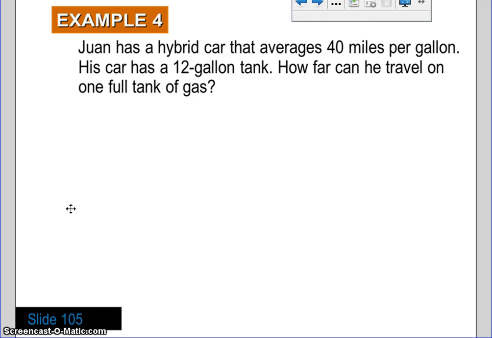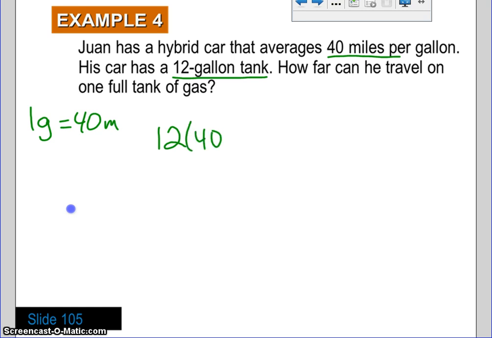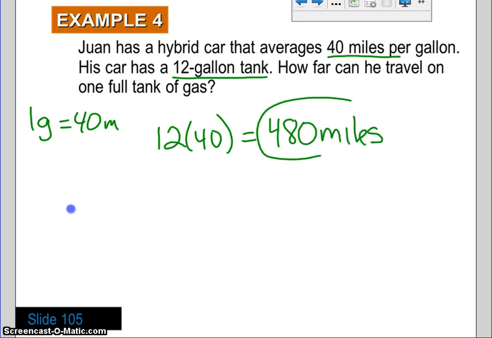Example 4, it says that Juan has a hybrid car that averages 40 miles per gallon. His car has a 12-gallon tank. How far can he travel? Well, 12 gallons in a tank, 1 gallon is going to get him 40 miles. So 12 gallons, if I multiply that by 40, is going to get him 480 miles.